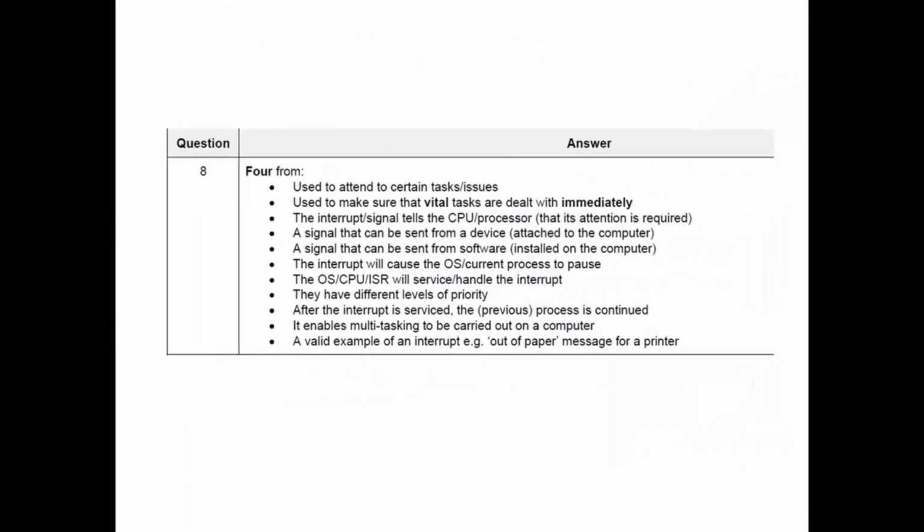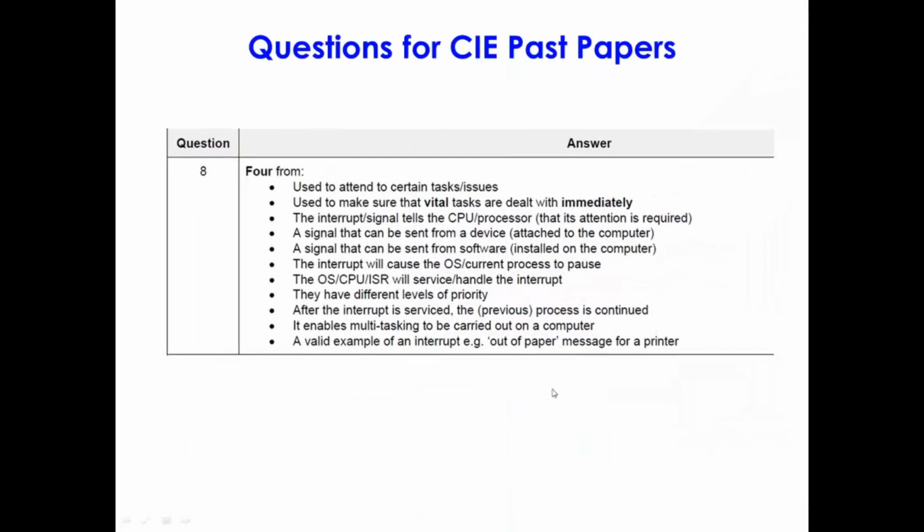Let's see the possible answer. So you can write any 4 points for this question, and what are they? Look here. Used to attend certain tasks or issues, right? Used to make sure that vital tasks are dealt with immediately. The interrupt signal tells the CPU processor that attention is required. A signal that can be sent from a device to the computer. Any device can send a signal to the processor. A signal can be sent by the software, so it may be a hardware or software interrupt.